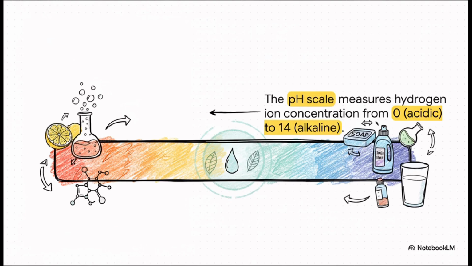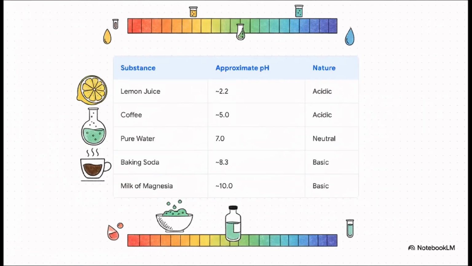A low pH, down near 0, means something is very, very acidic. A high pH, way up at 14, means it's very basic or alkaline. And right there in the middle, at a perfect 7, is neutral. Think pure water.